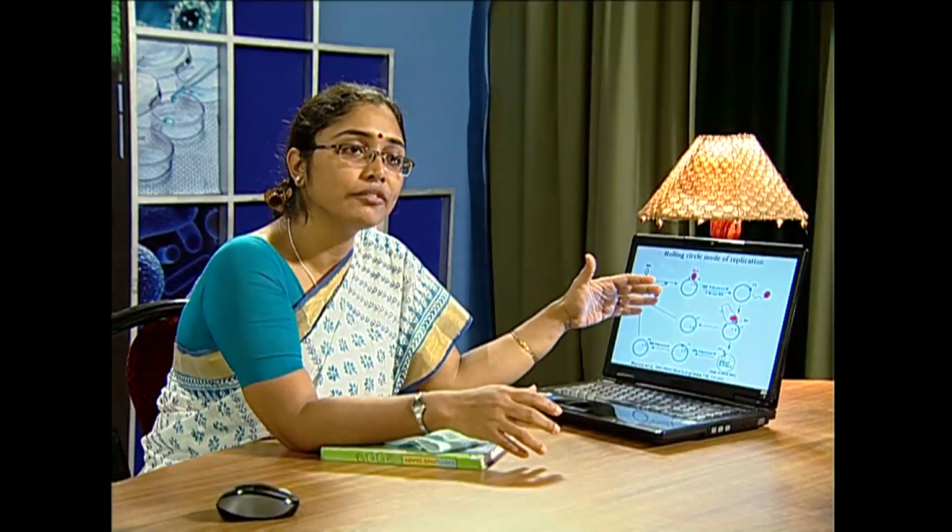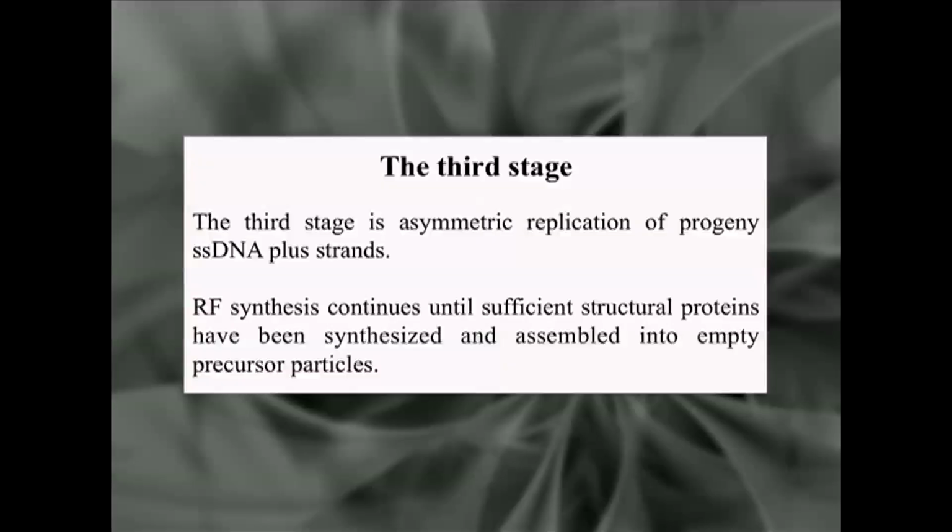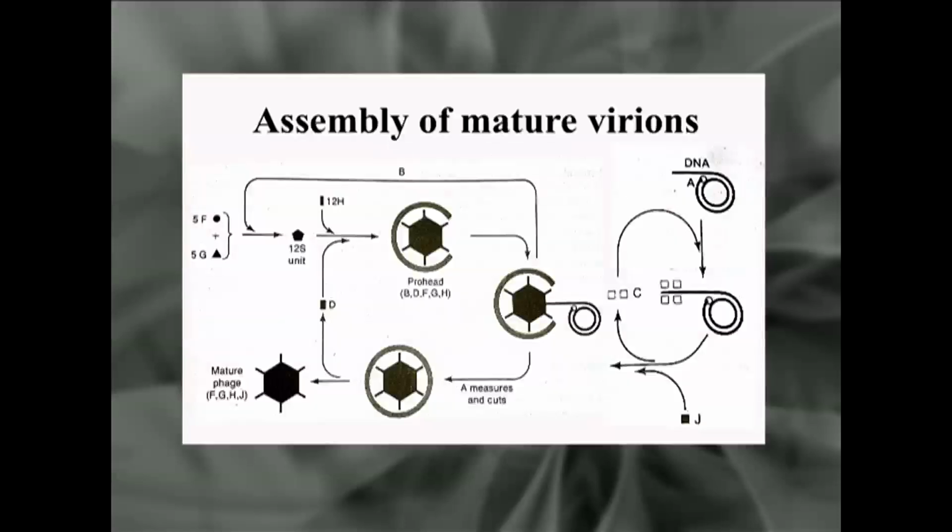Clear? So, at a time when about 30 to 40 replicative forms are present in the cell, enough capsid proteins are also present. They will form the capsid and they will capture the positive strands, okay, and they will complete the phage particles. Now, RF formation will be stopped completely and phage assembly will start. So, the third step is asymmetric replication of progeny single-stranded DNA plus strands. Now, the assembly process is quite complicated.